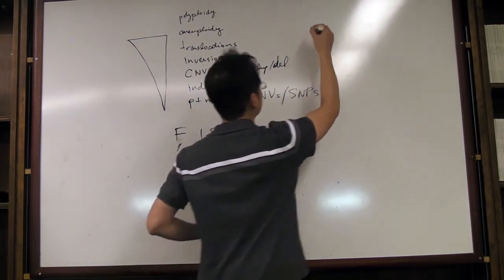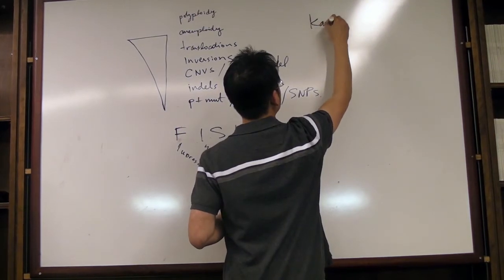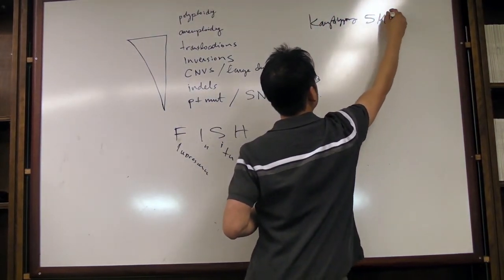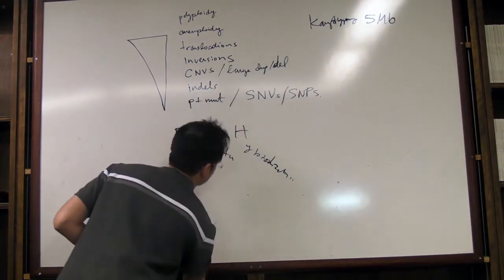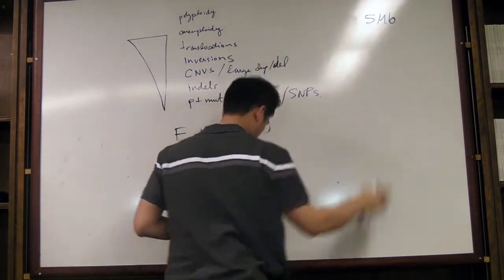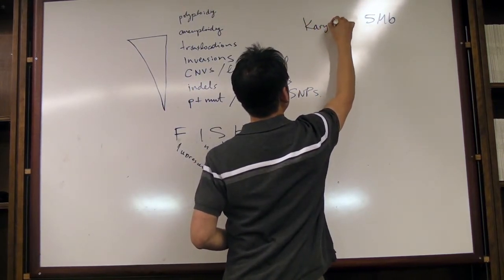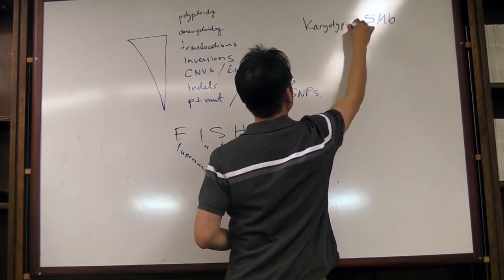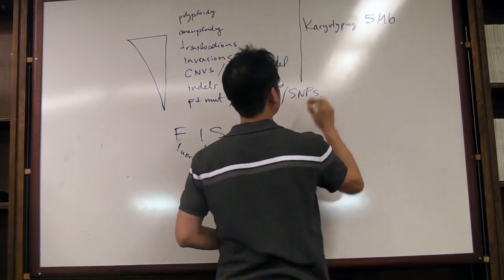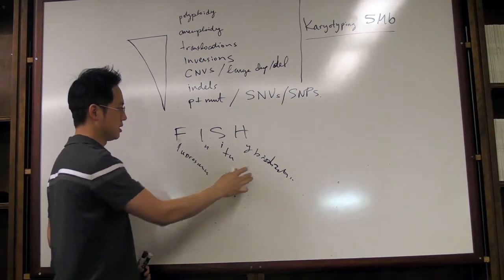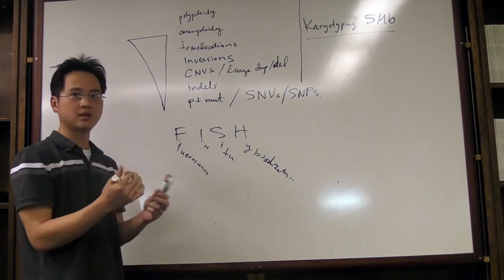So let me just tag up here what karyotyping is, okay? It's 5 megabases. Maybe I should do a better job, right? Because this is on the video. Karyotype. Okay, so just keep that in mind. 5 megabases. So fluorescence in situ hybridization basically just tells you what the technique is.